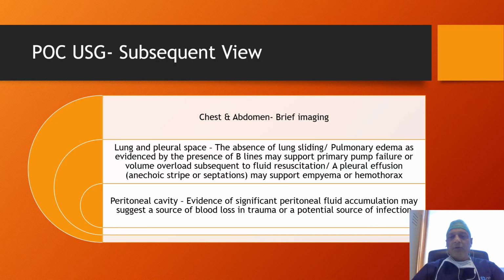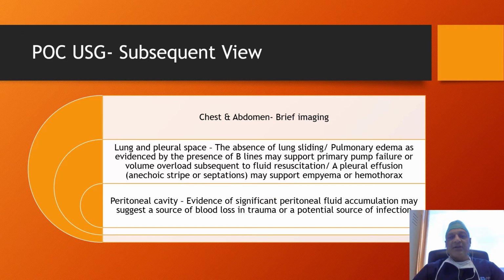The subsequent view in point of care ultrasonography is the view of chest and abdomen. Here, lung, pleural space and peritoneal cavity are evaluated. The absence of lung sliding indicates pneumothorax. Pulmonary edema is suggested by the presence of B lines and it supports the diagnosis of either primary pump failure or volume overload subsequent to fluid resuscitation. A pleural effusion supports the diagnosis of empyema or hemothorax. In the peritoneal cavity, evidence of significant peritoneal fluid accumulation suggests the diagnosis of blood loss in trauma or a potential source of infection.